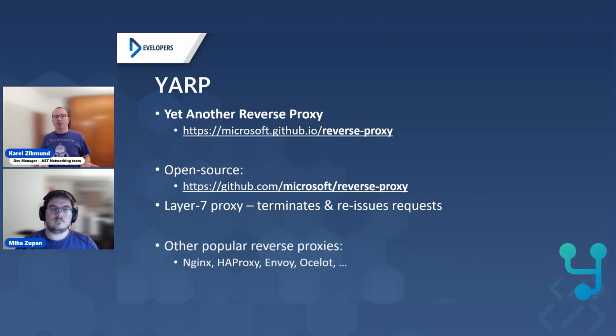You might have heard about other popular reverse proxies in the industry: Nginx, HAProxy, Envoy, Ocelot. What distinguishes us from those is that when you do customization there, it's usually config first, or it's C++, Lua, or some type of scripting. Our YARP proxy was actually designed with extensibility and customizability in mind, and C# and .NET is the language that we used.